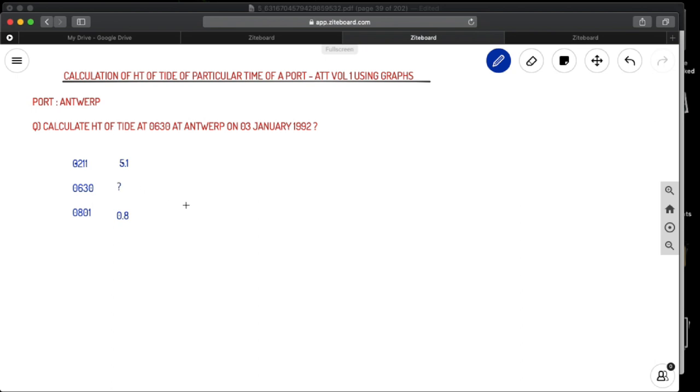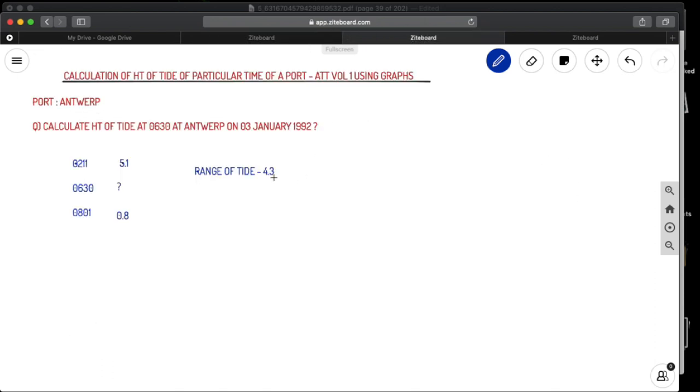For this, we first need to check whether the time duration between them is between 5 and 7 hours. 0801 minus 0211 is 5 hours and some minutes, so it doesn't matter; that means you can use the graphs. Next, we need the range of tide, that is 5.1 minus 0.8, which is 4.3. This will decide which curve to use.